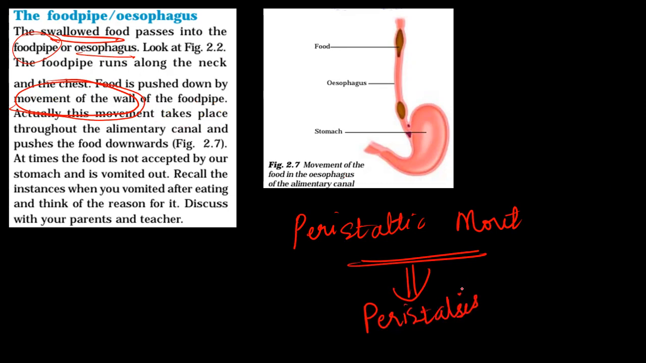And this is not only in our esophagus, this is through the entire alimentary canal, the entire digestive tract. Food is pushed down only through this peristaltic movement. And they have some special muscles which help in this movement. The inner walls of these parts have some muscles which help in this movement. And sometimes food may not be accepted by our stomach and is vomited out.